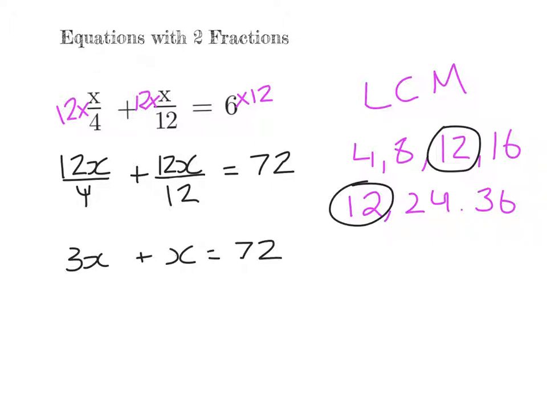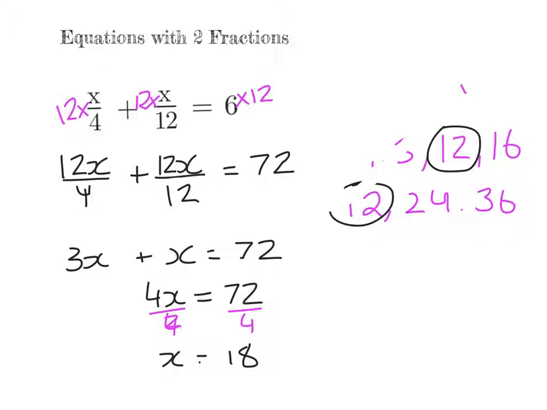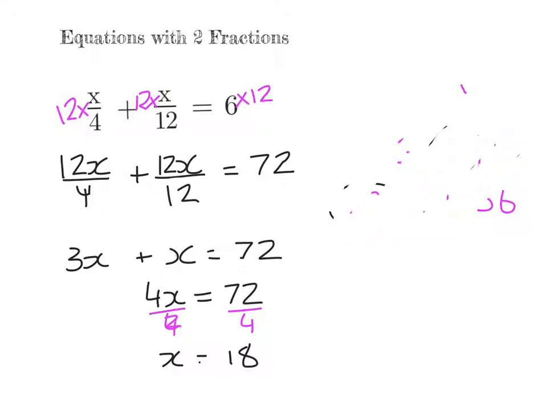And this is our goal, was to get rid of the fractions, so that now 3x plus x is 4x. And we can divide both sides by 4, and we get x equals 18. And the way that we can check our answer is still by substituting that into the equation. Just gets a little bit trickier than usual.